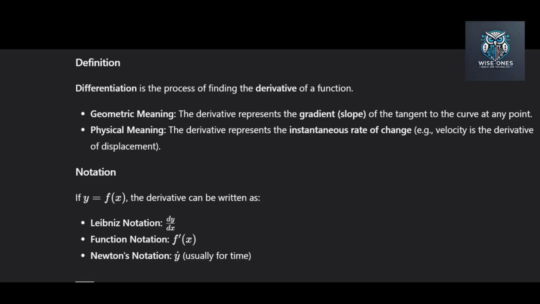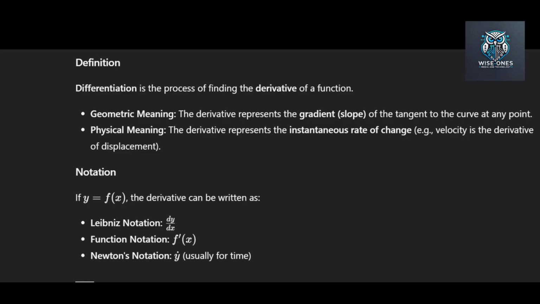Physical, meaning the derivative represents the instantaneous rate of change. For example, velocity is the derivative of displacement. If you know how position changes, differentiation tells you how fast you are moving at that exact moment.